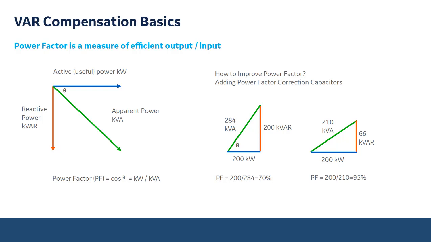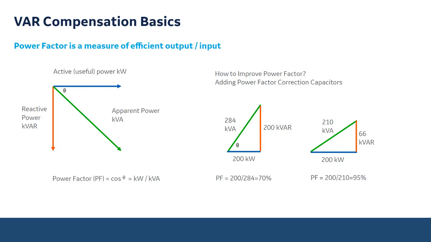As kVA decreases, power factor increases. So at a 70% power factor, it requires 284 kVA to produce what you're ultimately looking at, active useful power, kW. So your power factor would be measured as 200 divided by 284 kVA equals 70%. So you'd have a 70% power factor.